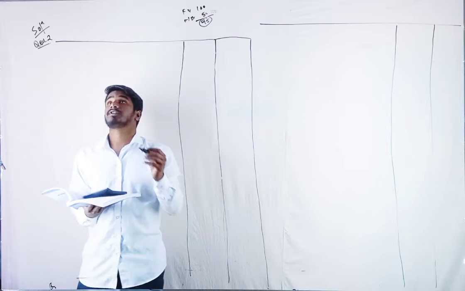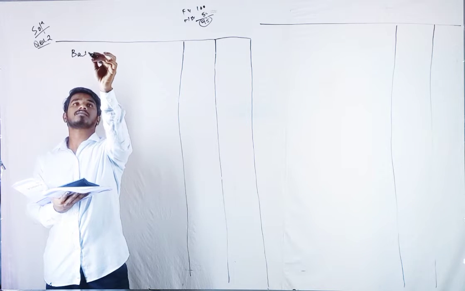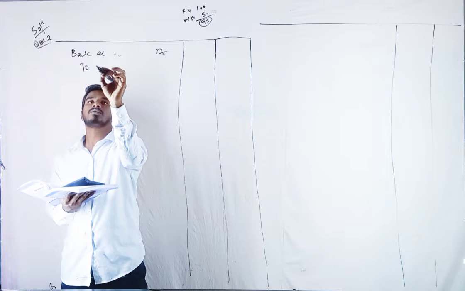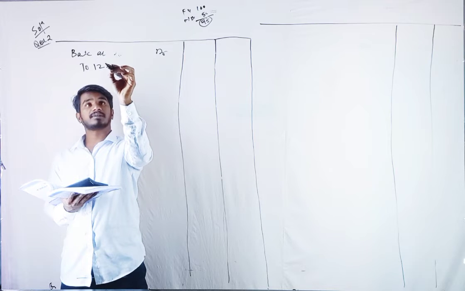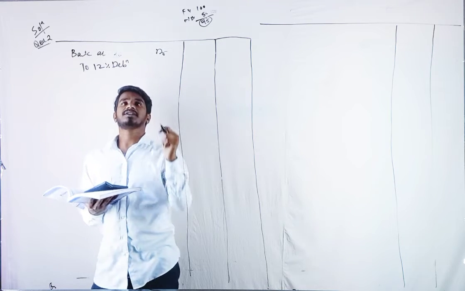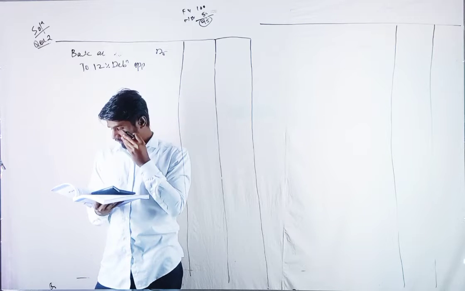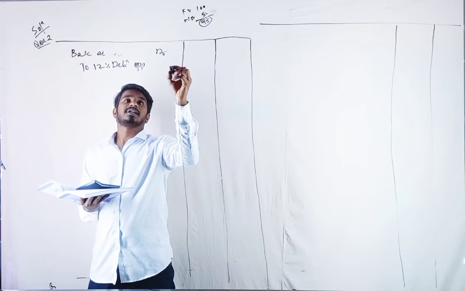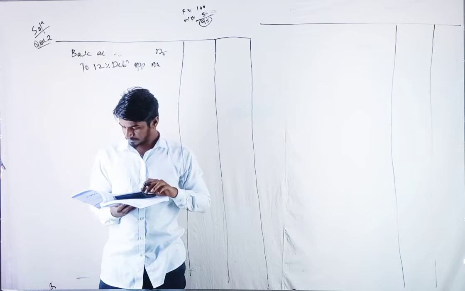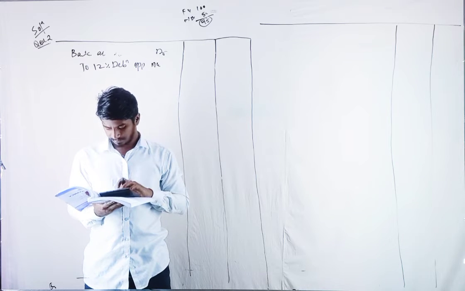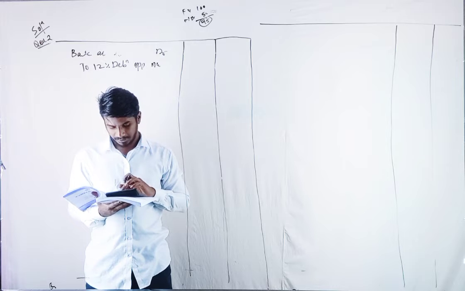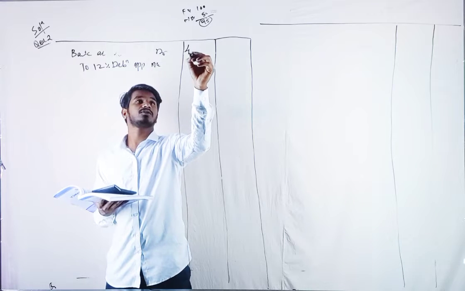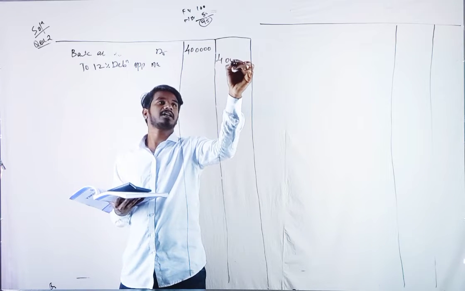On application, the first entry will be bank account debit to 12% debenture application account. We have received it on time. How much? It is fully subscribed, right? 10,000 into 40. Here on the application we are not giving any discount. 4 lakh total amount, received in the bank account.